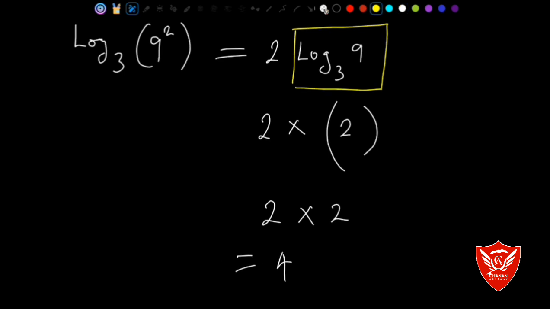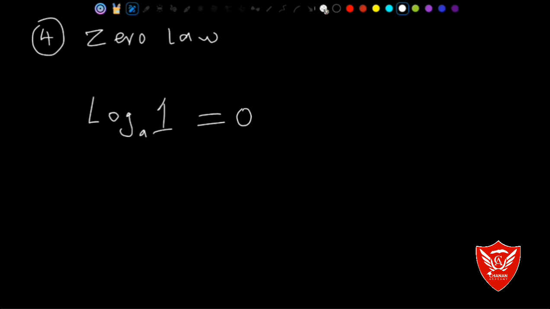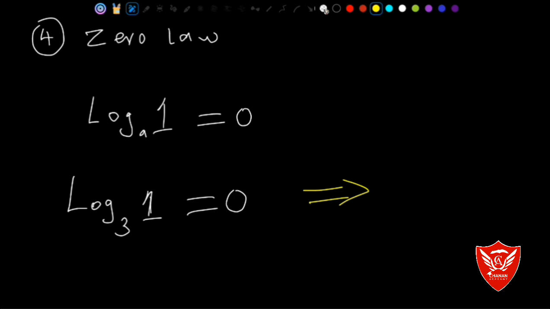Alright, so let's go to the next law, the zero law. Now the log of 1 of any base is equal to 0. Suppose we have log base 3 of 1, it is 0. Okay, in indices, the exponent that will give us 1 is always 0, since any value raised to the power of 0 is 1. So if a is raised to the power of 0, the value is 1.